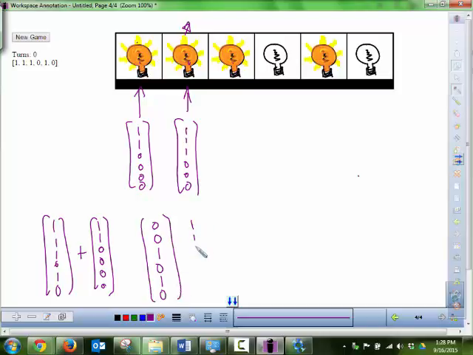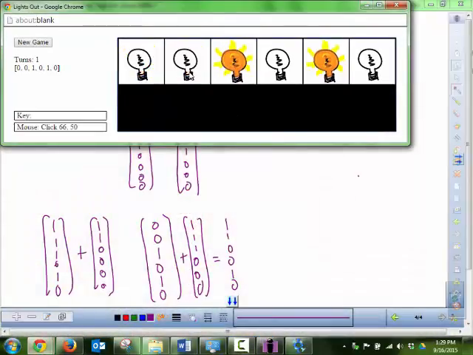So if I do 111000 and add that to the current state, I should get 110010. Right? So let's go ahead and take a look at that in our game. Let's click on the second light, and that would give me 110010. Okay?